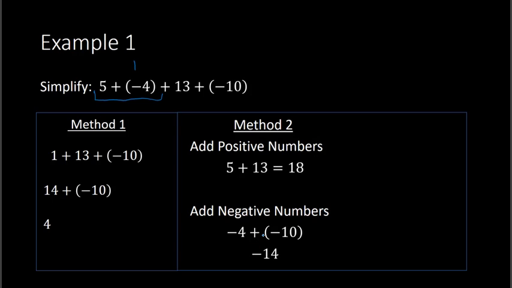The signs are the same, so I add the 4 and the 10 to get 14, and then I keep the sign, which was negative. So I have 18 and negative 14, and then I can finish by adding those together. So 18 plus negative 14 is the same thing as 18 minus 14, which would be 4. So my answer is 4.